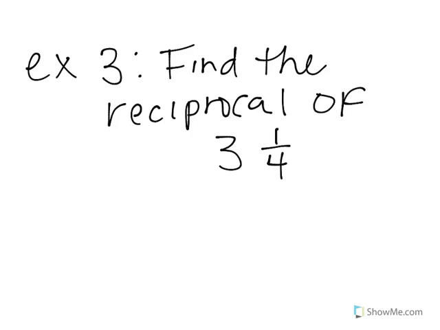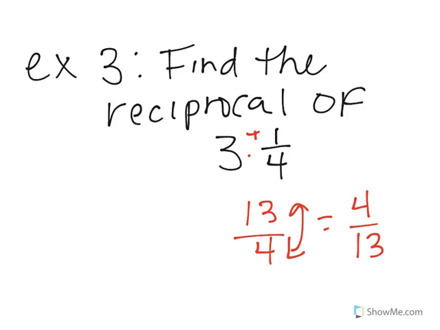My third example is finding a reciprocal of a mixed number. So for a mixed number, I first need to change it into an improper fraction. So I'm going to multiply 3 times 4, and then I'm going to add 1 to it. So 3 times 4 is 12. 12 plus 1 is 13, and I'm going to keep my denominator the same. Now I have to change around my numerator and my denominator to make 4/13. So again, in order to find the reciprocal of a mixed number, I first need to change it into an improper fraction. Then I need to change around my numerator and my denominator to find my reciprocal.